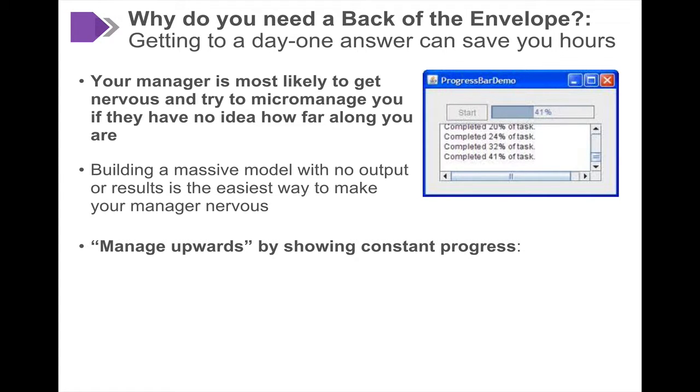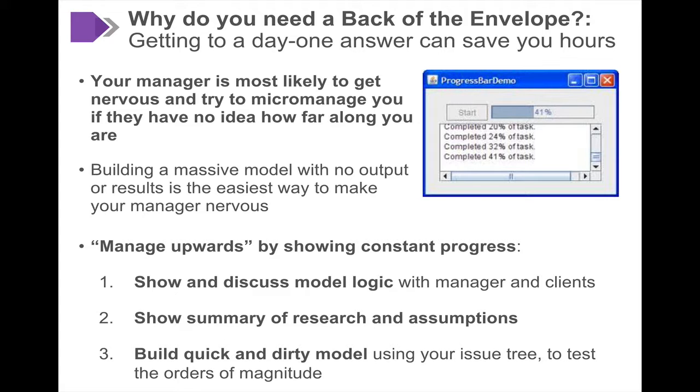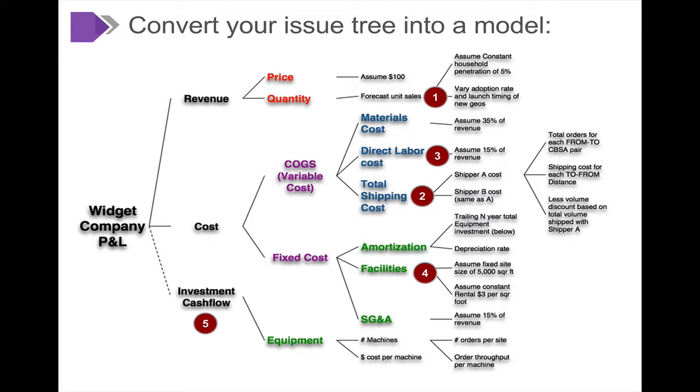The key to managing upwards is to show constant progress. Show and discuss the model logic with managers and clients early using your issue tree. Show a summary of the research and assumptions that you've made, including summary statistics using the methods we learned earlier. And build a quick and dirty model using your issue tree to test the orders of magnitude of your inputs. As you can tell, the key is to start with your issue tree, since you've already done all of the thinking.